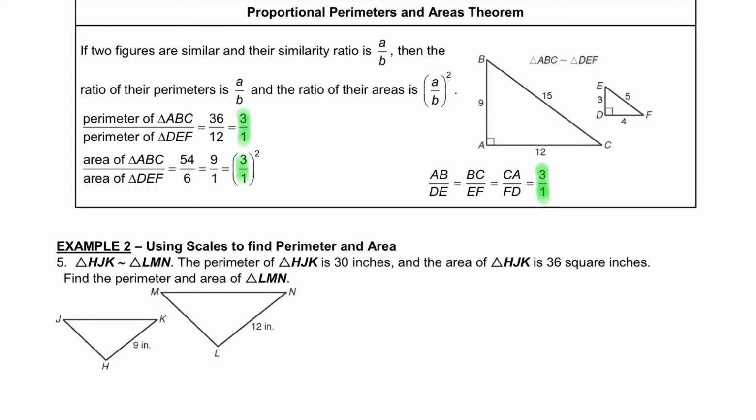So the conclusion of this proportional perimeters and areas theorem is that the ratio of the perimeters is the same as the scale factor, and the ratio of the areas is the same as the scale factor squared.